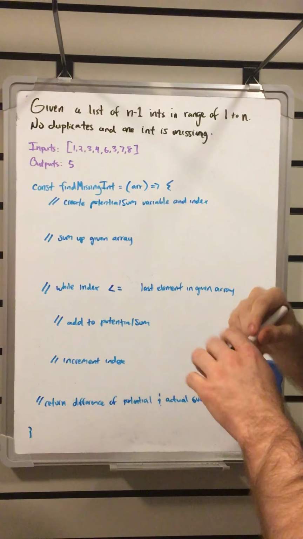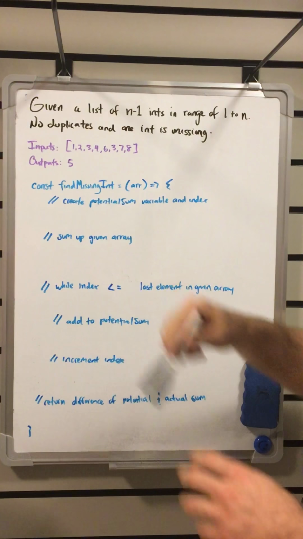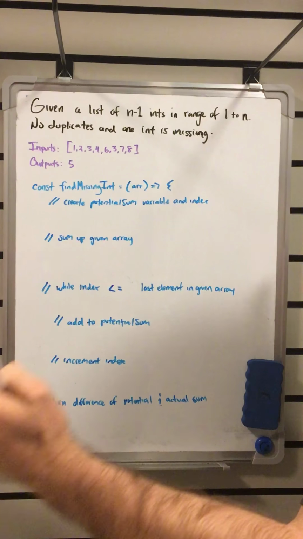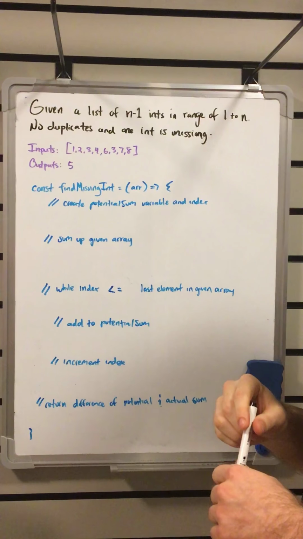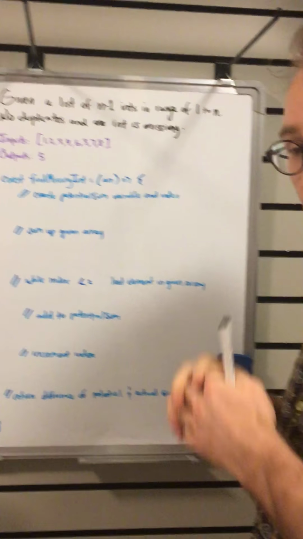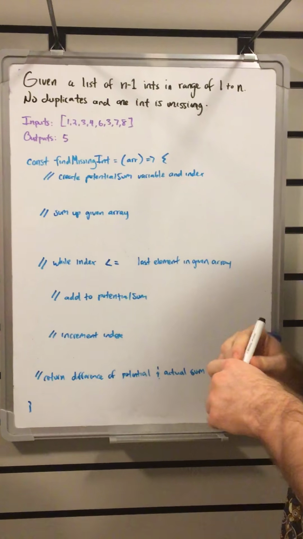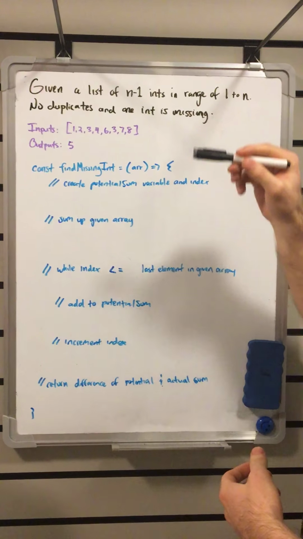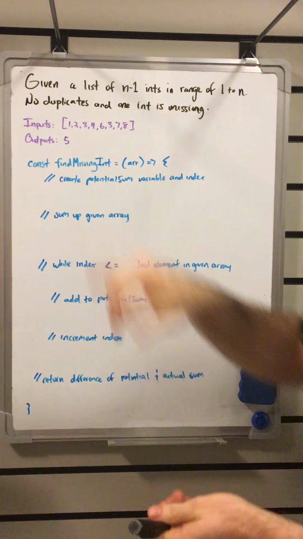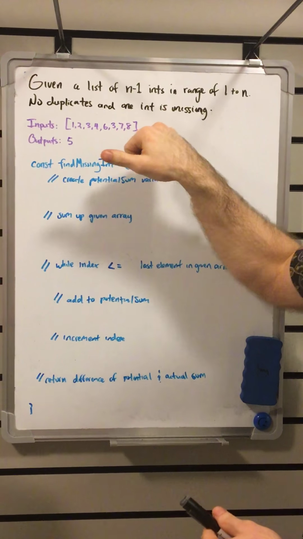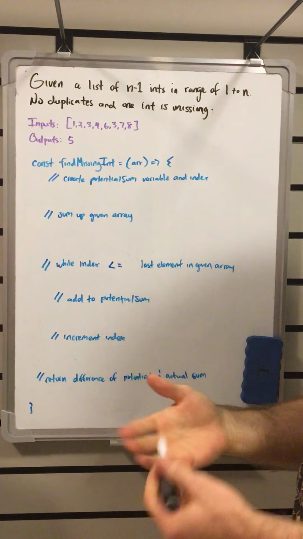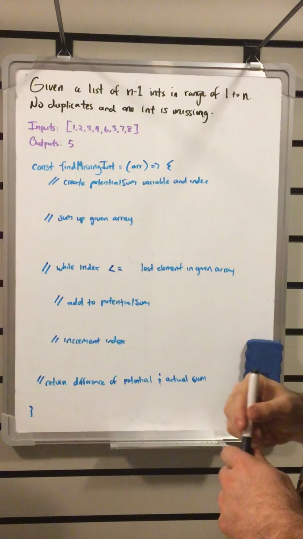So if I loop from 1 to 8, summing them up in a loop, maybe I can find the real sum between 1 and 8, and then take the difference of that sum from this actual summation of all the integers in the given array. So that would give me my difference, what I'm looking for, which is 5.